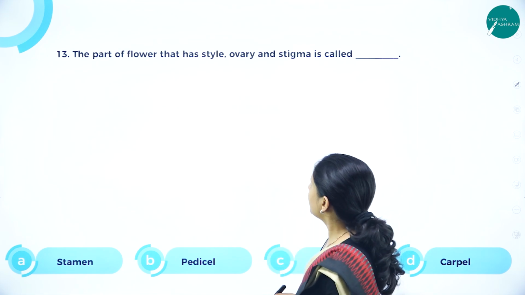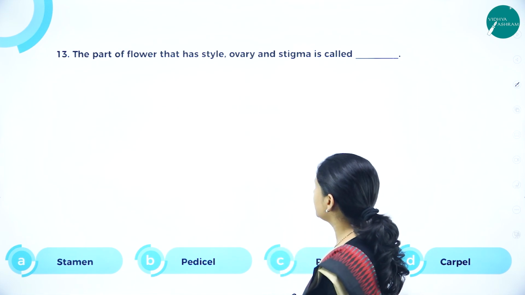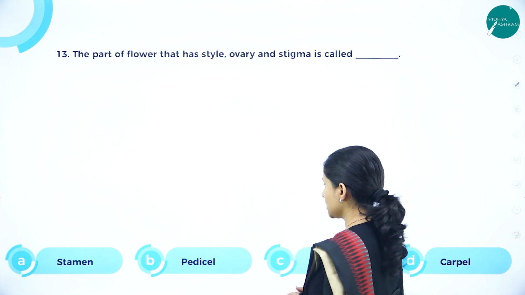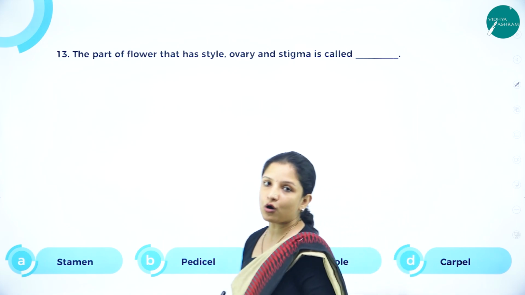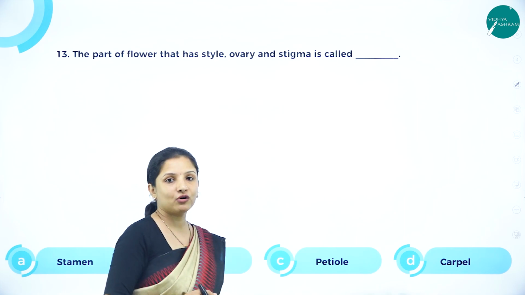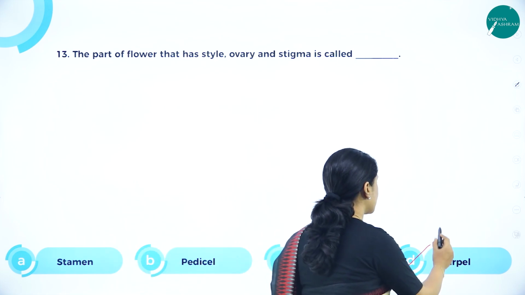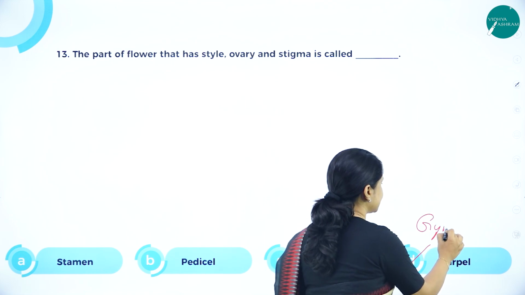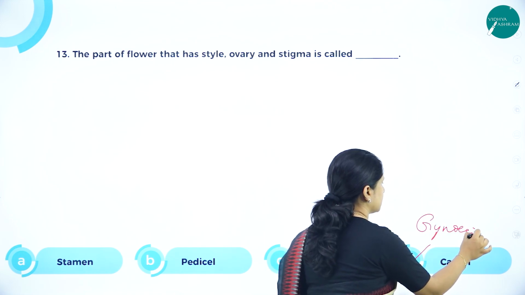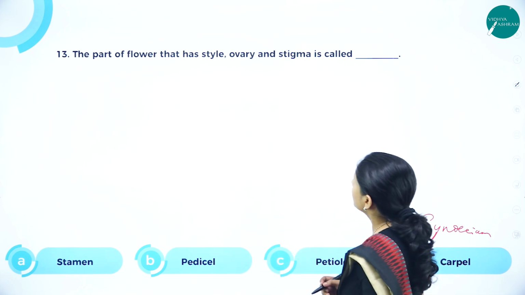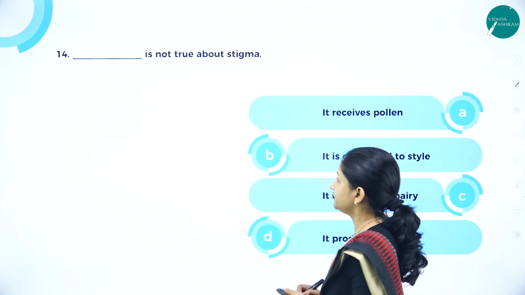Next, the part of the flower that has style, ovary and stigma is called stamen? No, because stamen has anther and filament. Pedicel is the stalk of the flower. Petiole is the stalk of the leaf. It is carpel, or they can give the option here as gynoecium as well. So, the part of a flower that has style, ovary and stigma is called carpel.